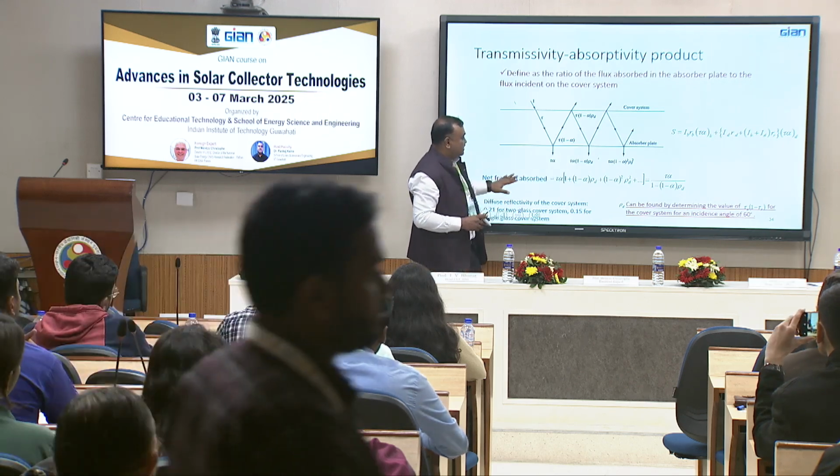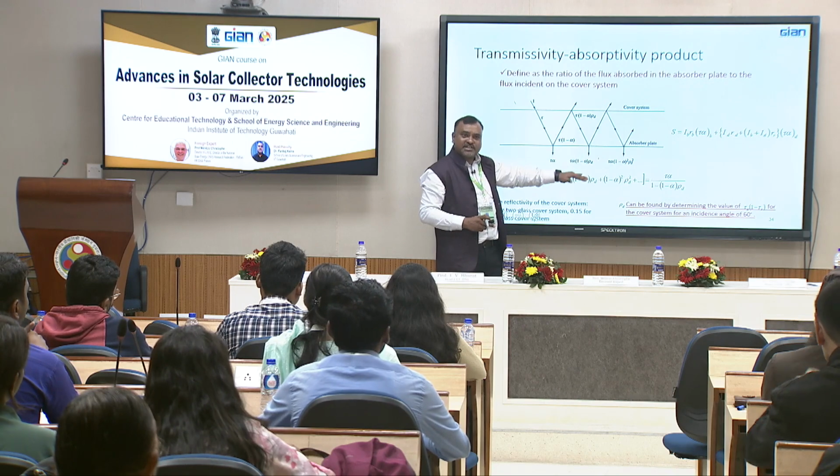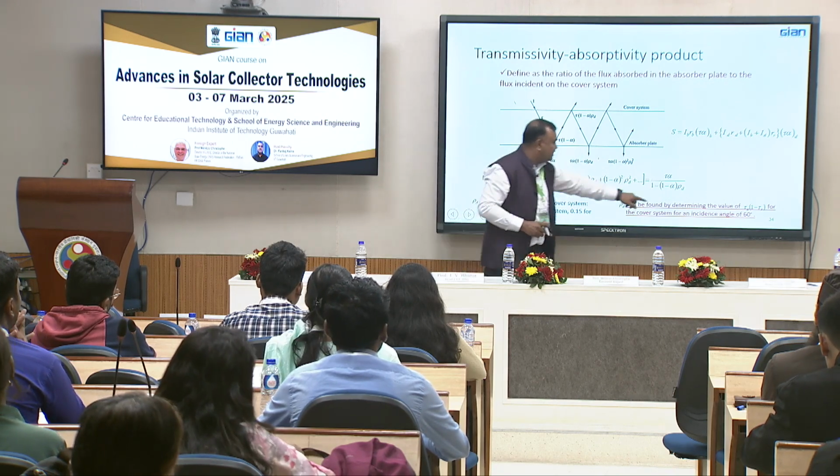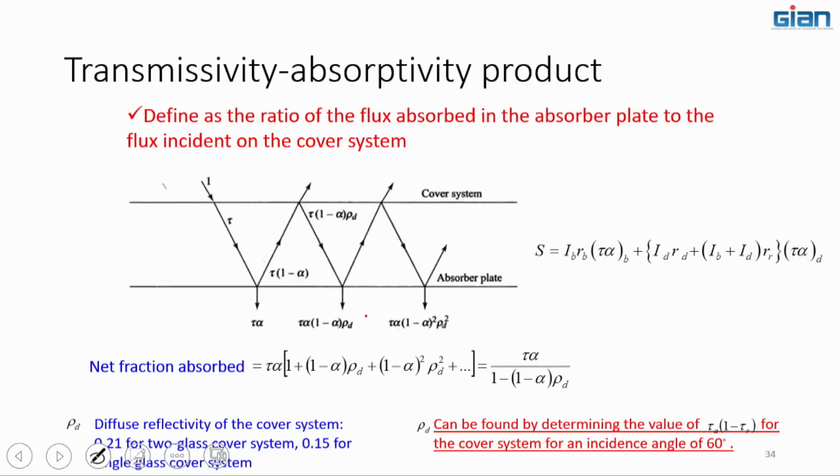And the net fraction of it that is absorbed is an infinite series, you can sum it, and if you sum it, then you will get this expression, right. So for diffuse, this is the diffuse reflectivity of the cover system, it is 0.21 for two cover systems and 0.15 for a single cover system, okay. And this rho d can be found by determining the values of tau a and 1 minus tau r for the cover system for incidence at an angle of 60 degrees. So that means we know all the parameters now.